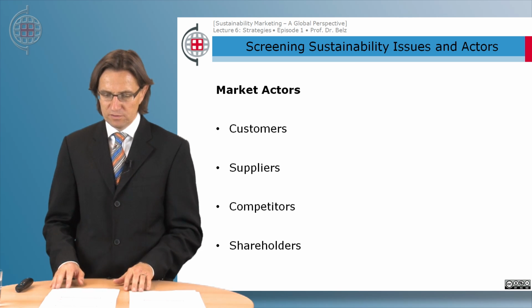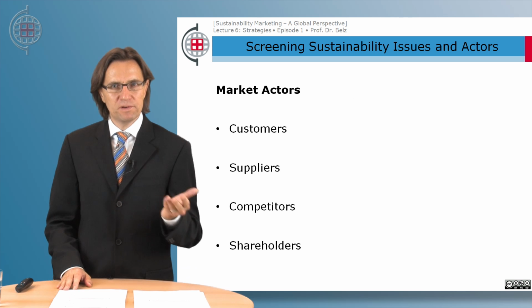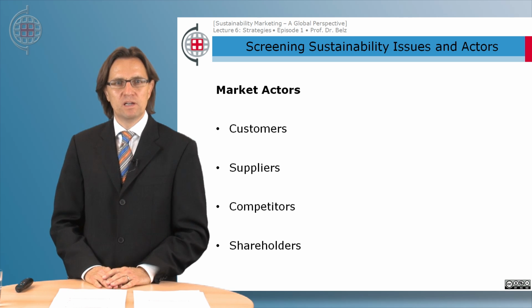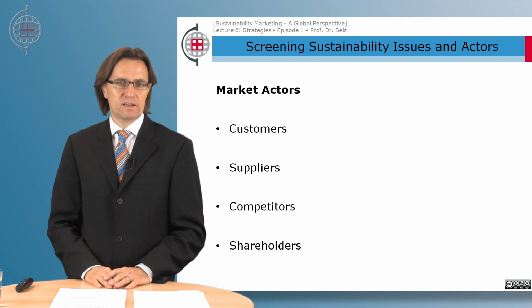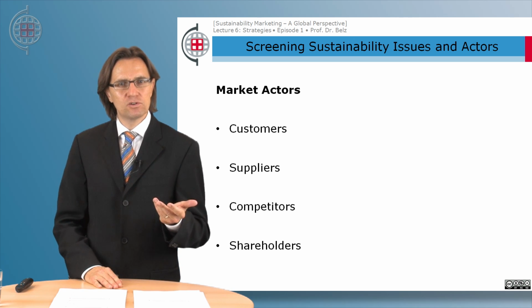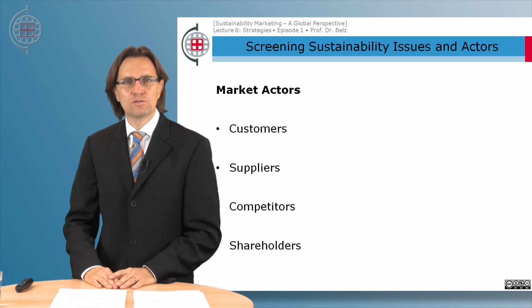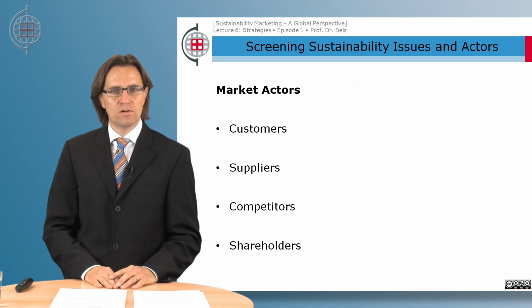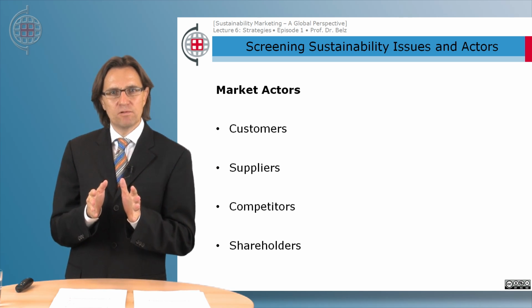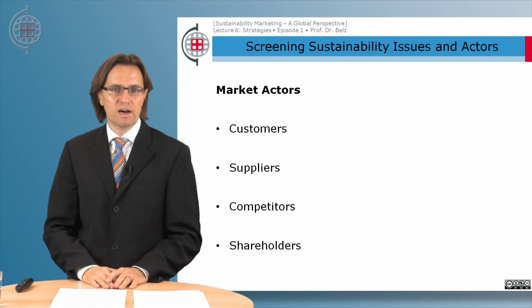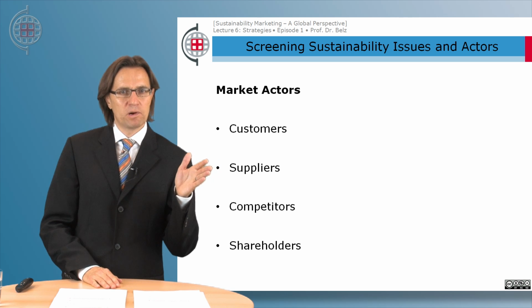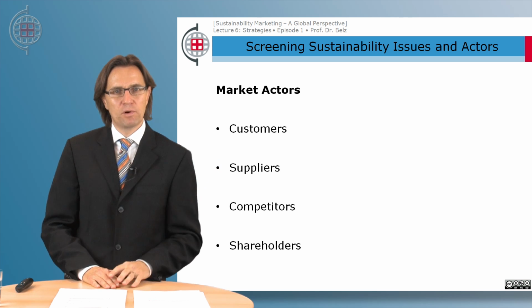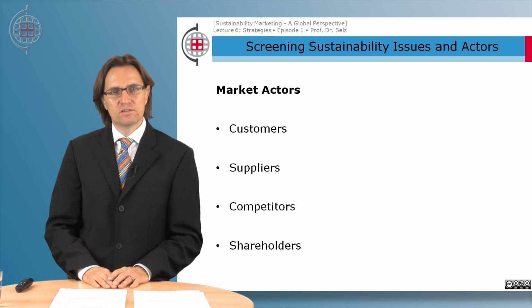Let's move on to suppliers. As we have already seen in the previous lecture, suppliers play a great role in the context of textiles and apparel. Here are many social and environmental issues which have to be tackled. So manufacturing companies or design companies like Nike, for example, or Gap, have to take care of their suppliers as well and take responsibility for the suppliers as well.